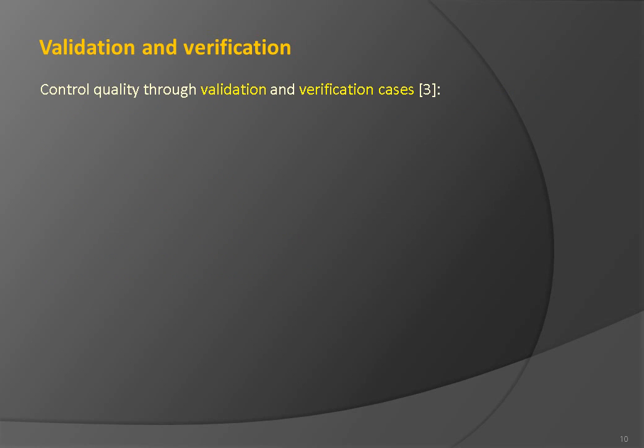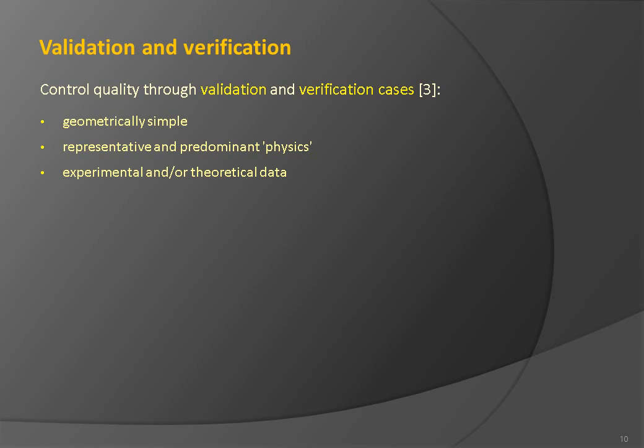We can approach quality control of simulation analyses through validation and verification cases. These have to be geometrically simple. We do not want to spend too much time preparing the cases. They have to contain the representative and predominant physics. If the phenomenon cannot be isolated to a satisfactory degree, its main parameters will be hard to establish and measure. We need to have available and suitable experimental or theoretical data.